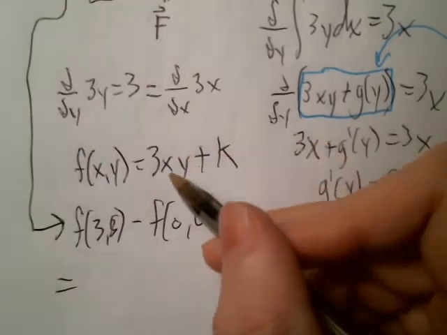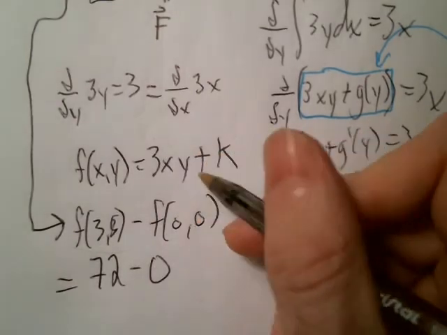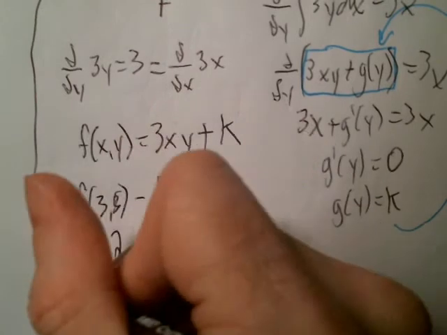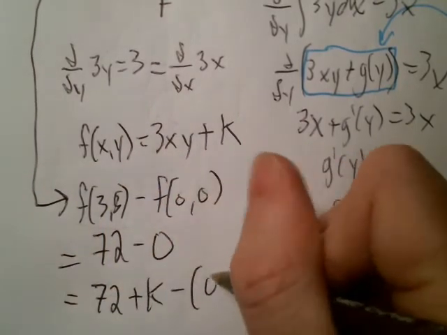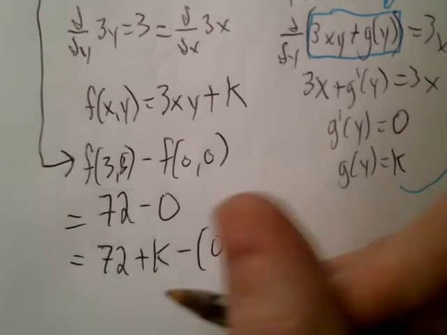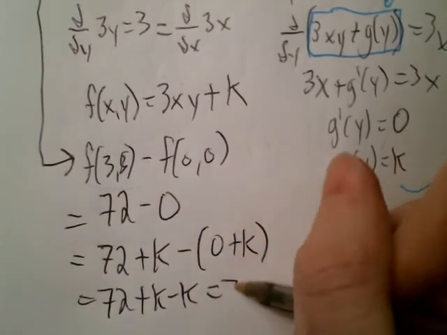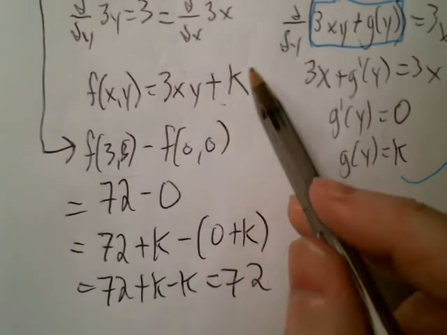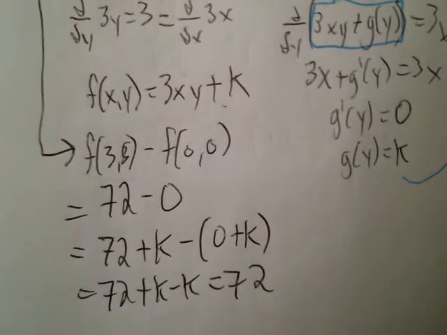So 3 times 3 times 8 is 72. And then minus 3 times 0 times 0. And then again, there's that k stuff in there. But if you think about it, what is that going to do? It's going to be 72 plus k minus 0 plus k. And the k's will just cancel out. Okay? So you'll get 72 plus k minus k, which of course is 72. So whenever I evaluate these things, I just completely disregard the constant part, right?